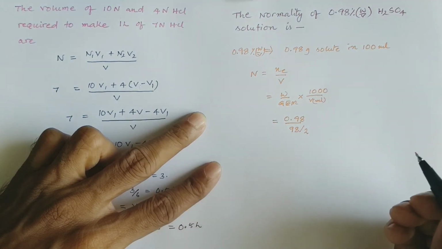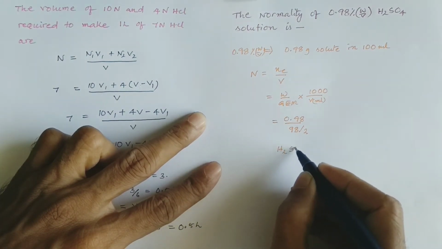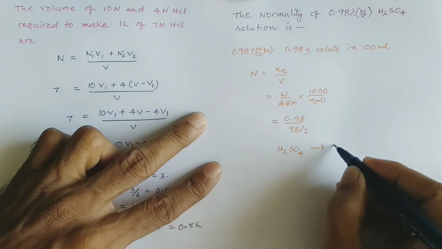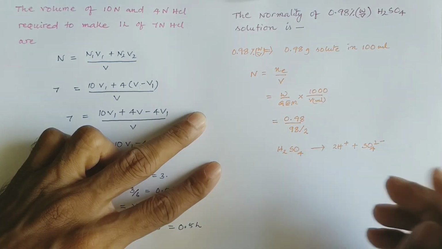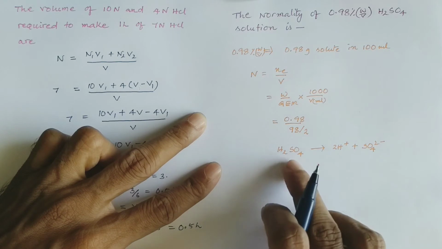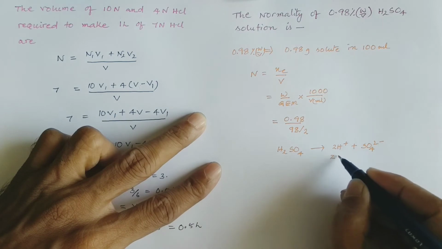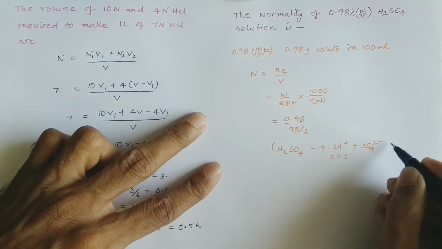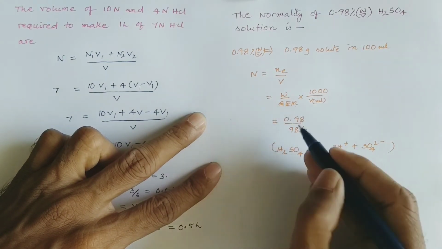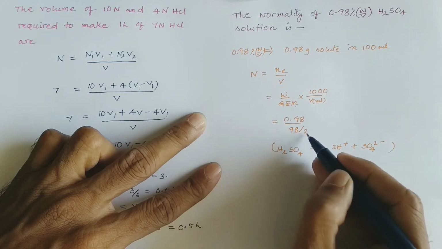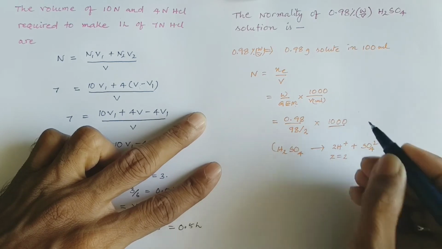What is the basicity of sulfuric acid? Sulfuric acid ionizes to give 2 H plus ions and 1 sulfate ion. Basicity is the number of H plus ions given by one molecule or one formula unit of acid. So what is basicity? Basicity is 2, right? So I am substituting basicity here. So gram equivalent mass is now equal to molar mass by 2, right? Into 1000 divided by volume.